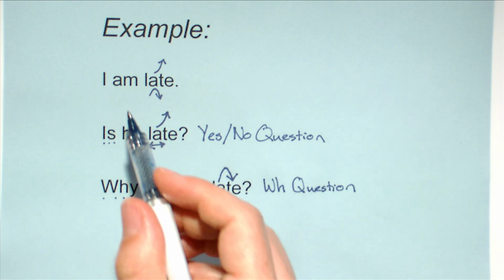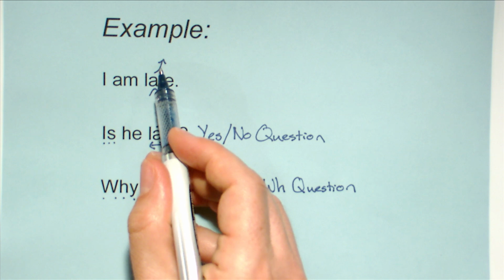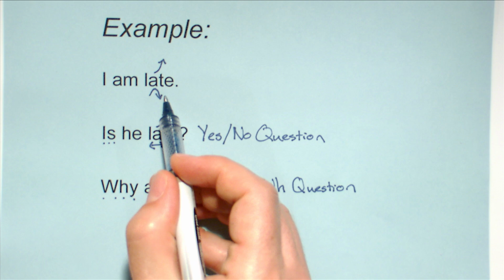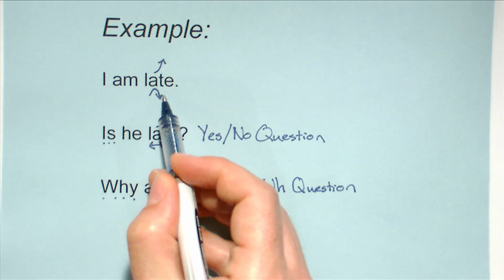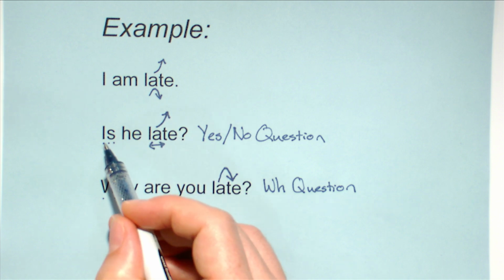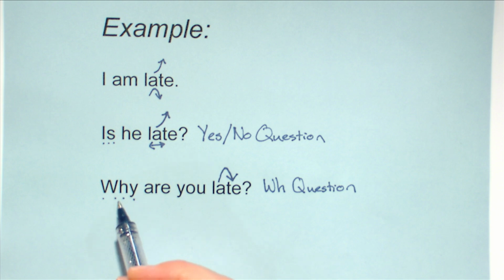So let's try out different intonations. Repeat after me. I am late. That was when I wasn't sure. Now we are going to be certain. I am late. Okay, try our question, yes, no. Is he late? And try our WH question. Why are you late?